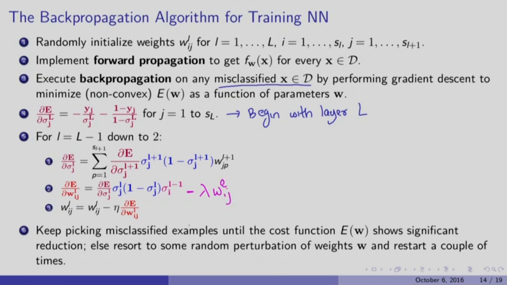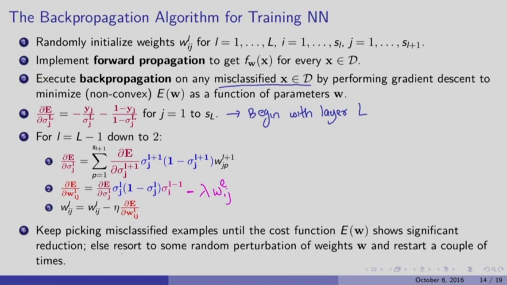These iterations are continued till there are no misclassified examples. For inseparable data sets, there will always be misclassified examples. So you continue until there is significant reduction in the error function. When no more significant reduction in the error function is possible, one might stop.